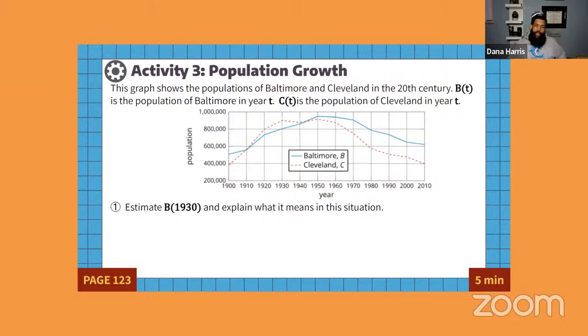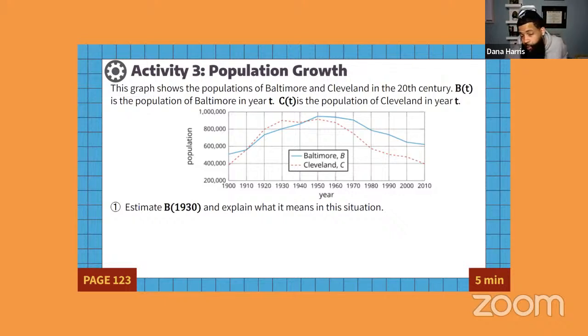So let's look at activity 3. We're talking about population growth. Notice it says this graph shows the population of Baltimore and Cleveland in the 20th century. So B of T is the population for Baltimore in year T. C of T is the population for Cleveland in year T. And as you can see, we have a graph. The blue solid line represents the city of Baltimore, and the orange dashed line represents the city of Cleveland.